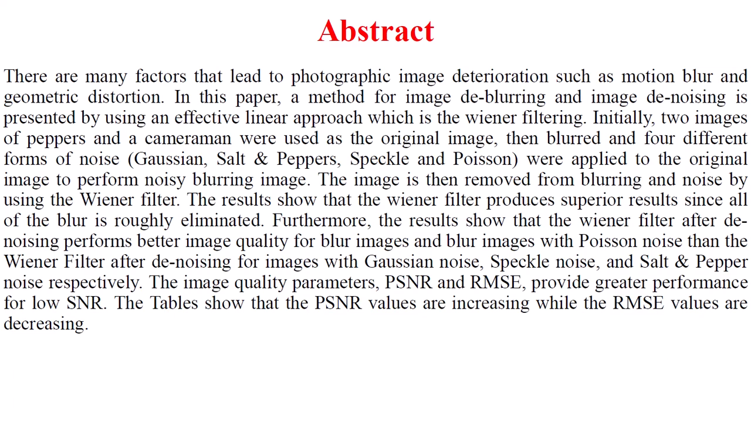Furthermore, the results show that the Wiener filter, after denoising, gives better image quality for a blurred image and a blurred image with Poisson noise than the Wiener filter after denoising for images with Gaussian noise, speckle noise, and salt and pepper noise, respectively. Also, the image quality parameters, which are peak signal to noise ratio and mean square error, provide greater performance for low SNR.